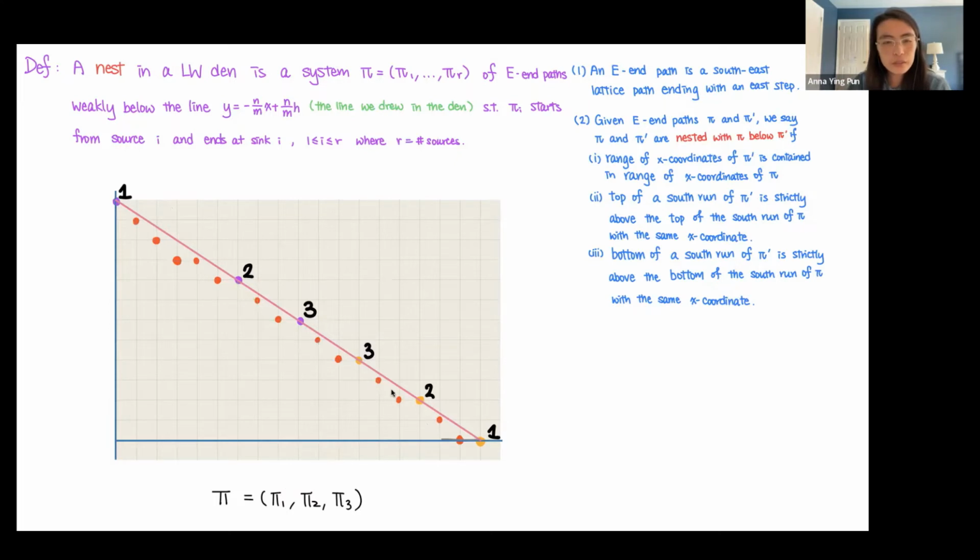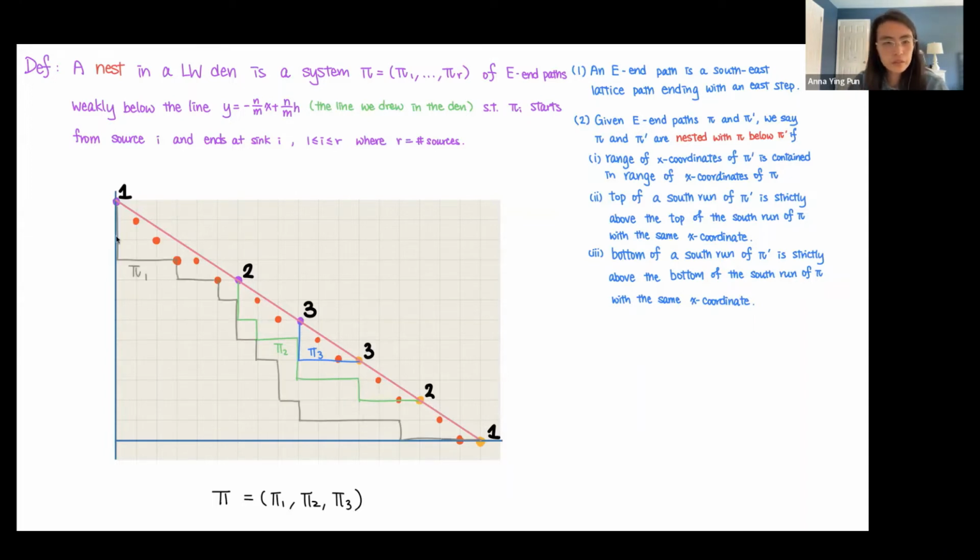And let me give you another example. So you can actually draw another pi 3 like this. And then I can draw a 2 like this. Now you can see that they actually overlap, but it is fine because on the whole vertical line here, the green one starts here. So as long as the starting point of the blue one is strictly higher than the green one, and the ending point is strictly higher than the green one, then it is still nested.